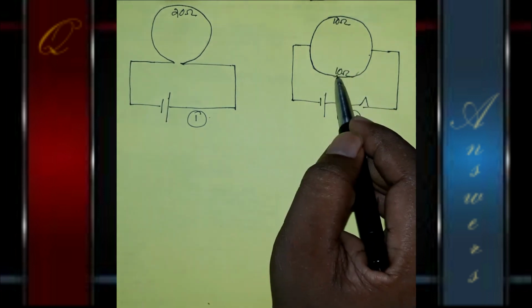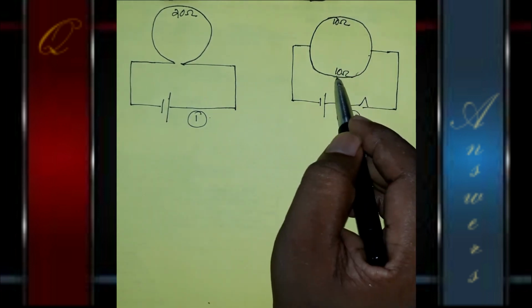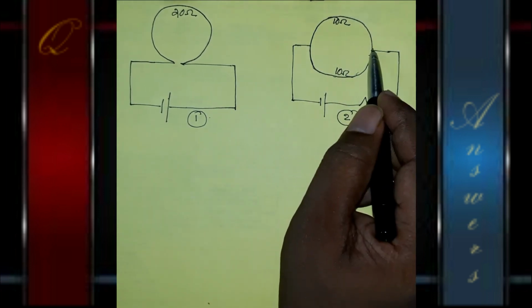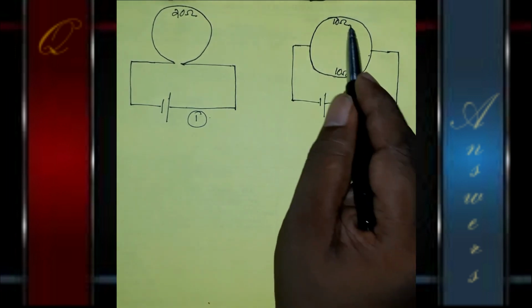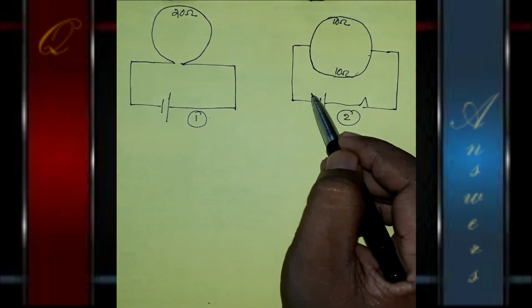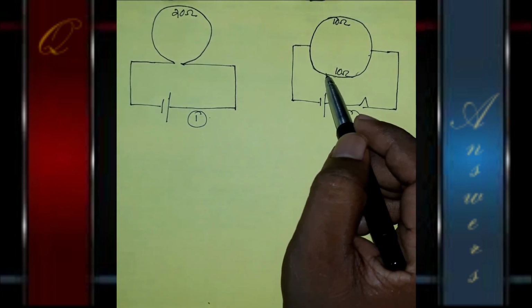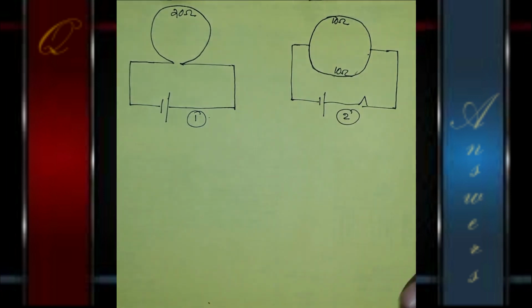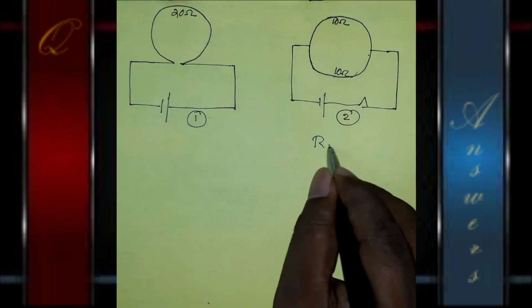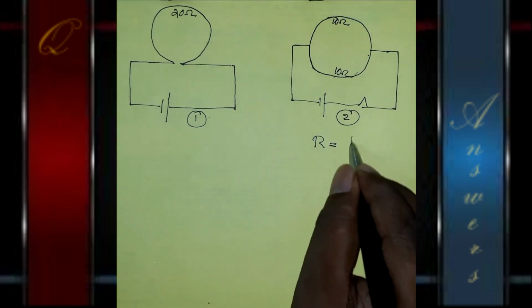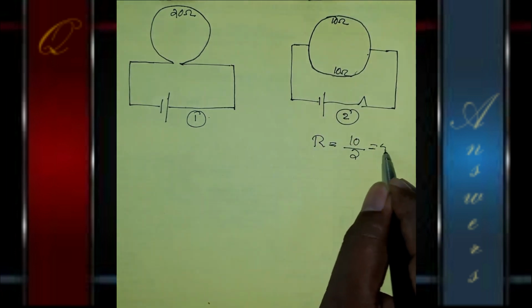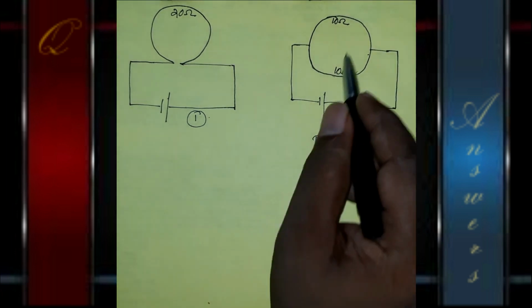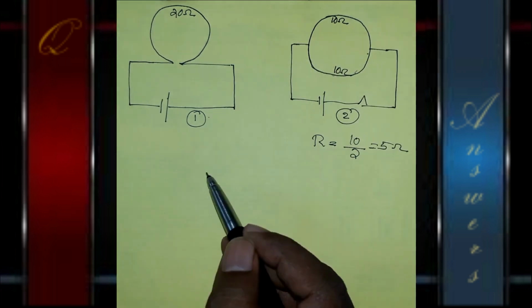What about these two branches? These two branches are connected in parallel because the current splits here and joins here. Then 10 ohm and 10 ohm are connected in parallel. What is their equivalent resistance? When 10 ohm and 10 ohm are connected in parallel, their equivalent resistance is 10 divided by the number of resistances, which is 2, which is equal to 5 ohm. So 5 ohm is the equivalent resistance of this circuit.